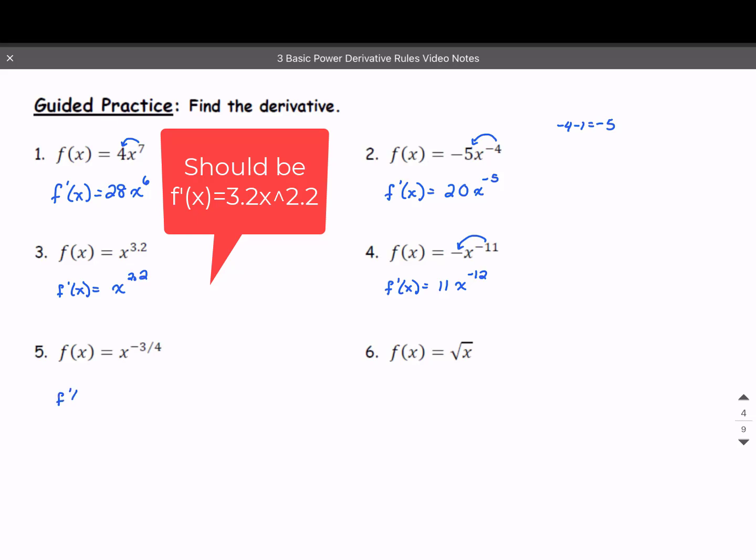That means f prime of x is, bring down that exponent, negative 3/4 times x. Now remember, when you do negative 3/4 minus 1, you're going to rewrite that 1 with a denominator of 4. Keep your denominator. Negative 3 minus 4 is negative 7. So negative 7/4 is our new exponent.